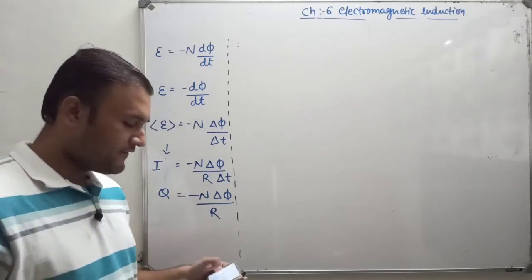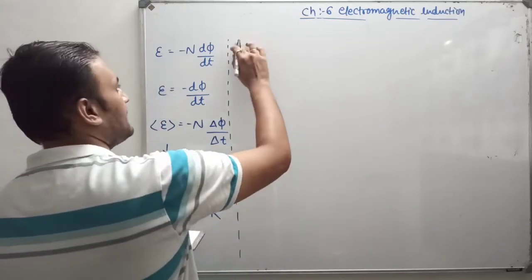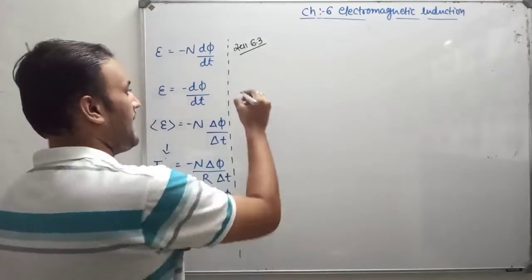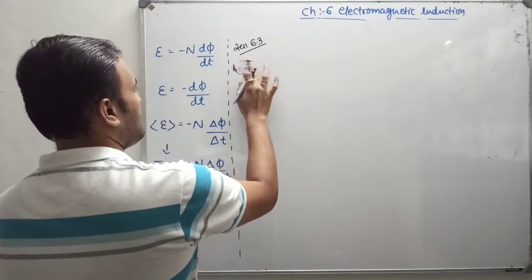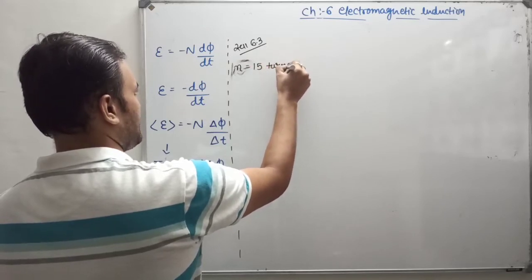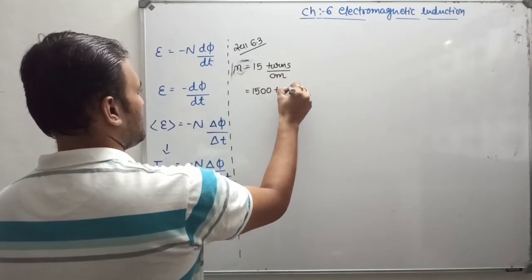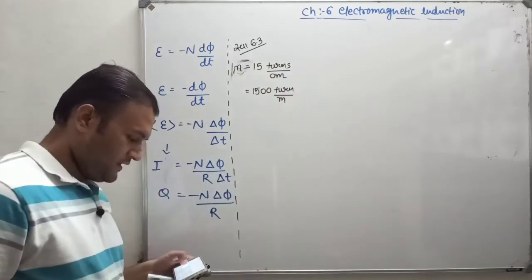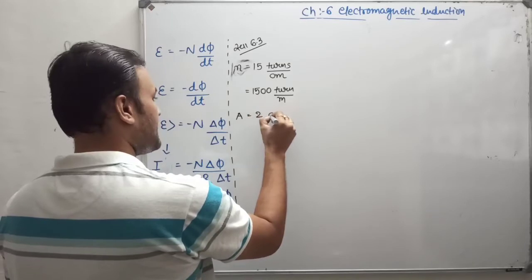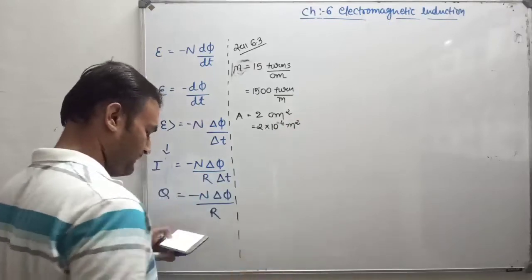A long solenoid with 15 turns per centimeter has a small loop of area 2 centimeters square. Here small n is given, because small n is equal to 15 turns per centimeter, so convert into meters. So it is 1500 turns per meter. The small loop area A is equal to 2 centimeters square, so 2 into 10 raised to minus 4 meters square.